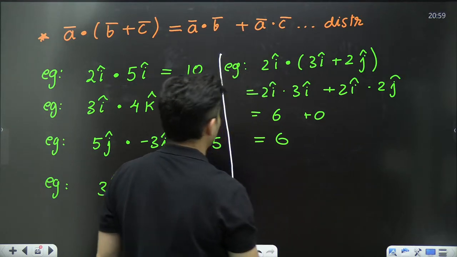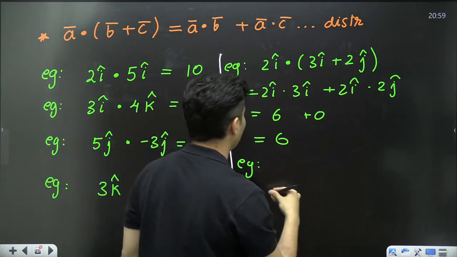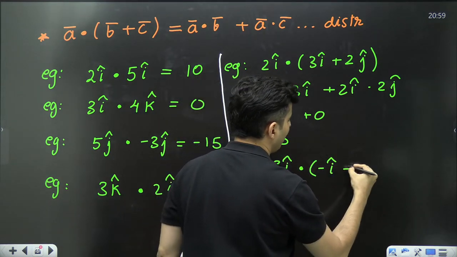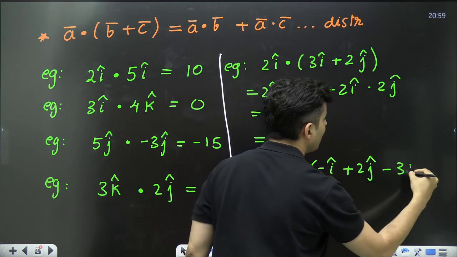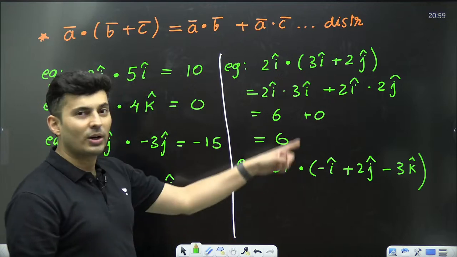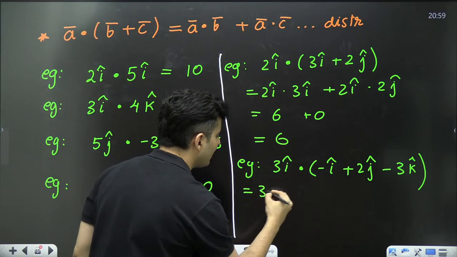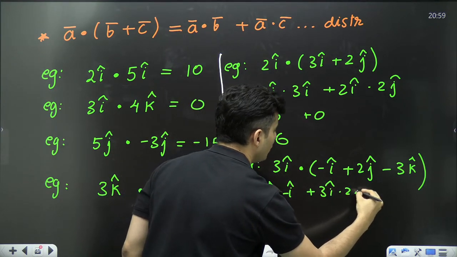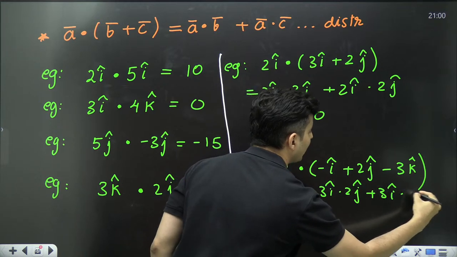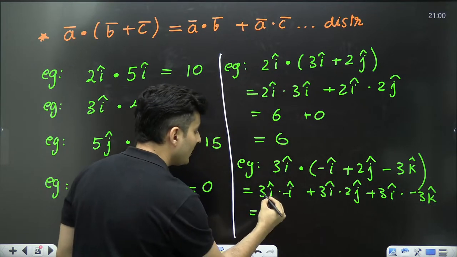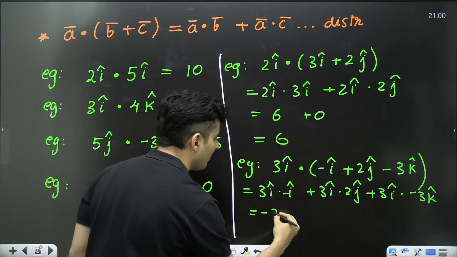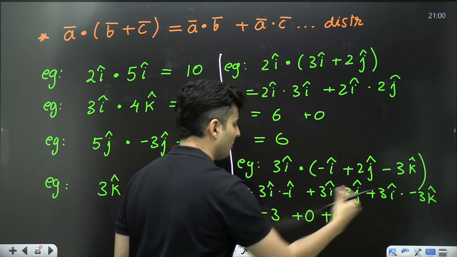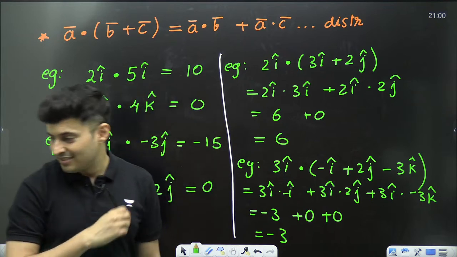Then another question, guys. Let's see if you guys can do this. Mentally also you can do this. 3 I cap dot minus I cap plus 2 j cap minus 3 k cap. Come on, my dear warriors, what will be the answer for this? So it will be basically 3 I dot minus I plus 3 I dot 2 j plus 3 I dot minus 3 k. We know 3 ones are 3, but with minus sign, because I into I is just 1. This will be 0, this will be 0, because they both are perpendicular. So the answer is minus 3.